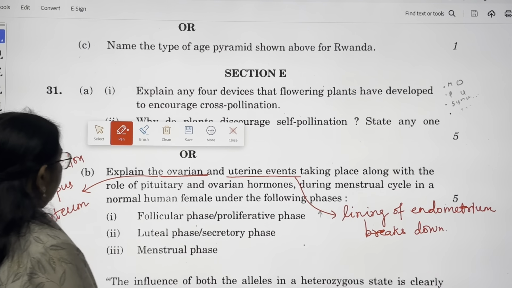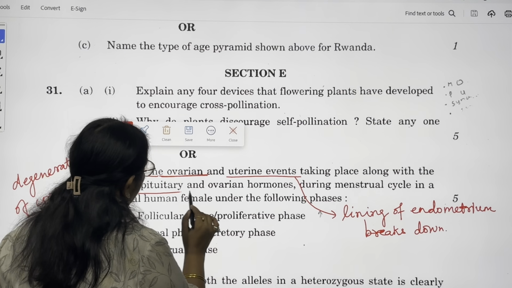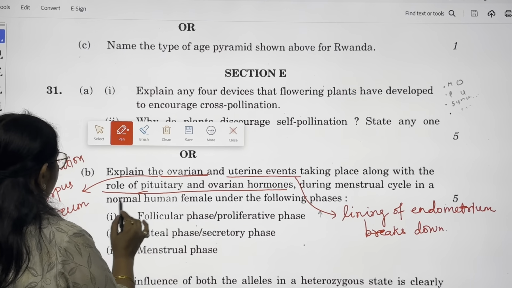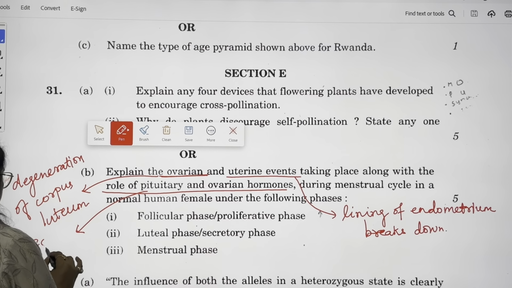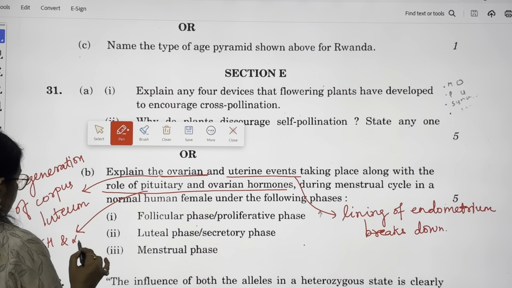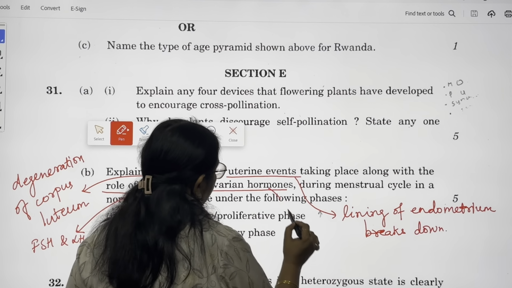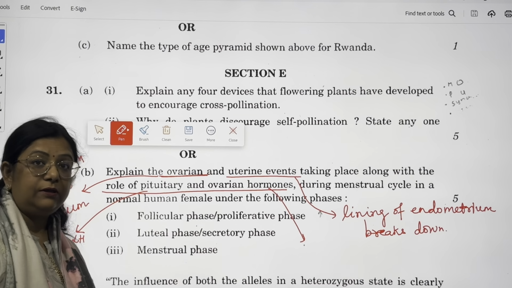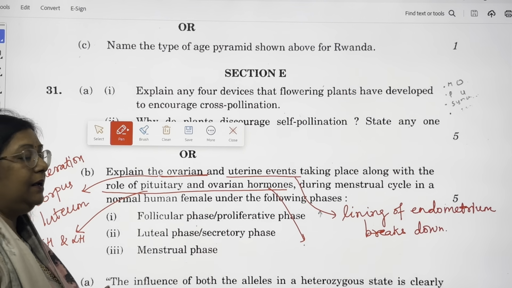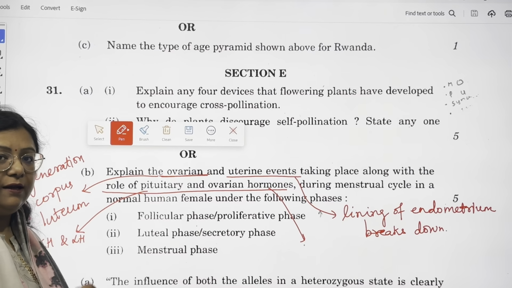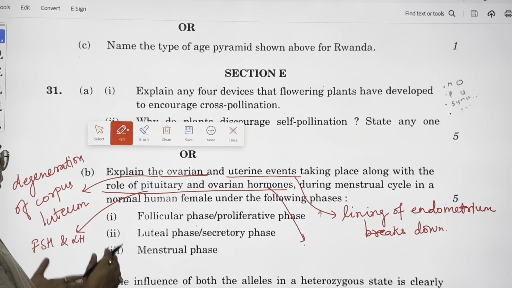And what about the role of pituitary and ovarian hormone? So FSH and LH and ovarian hormone also, progesterone and estrogen hormones, these are secreted at the lowest level. Their level is low in the body.